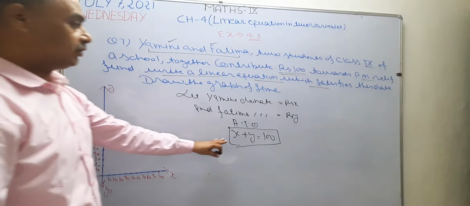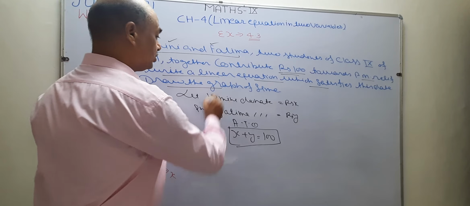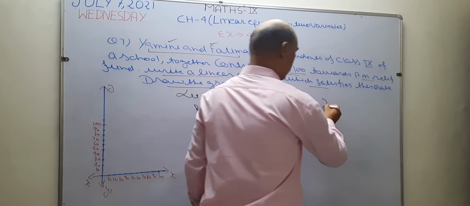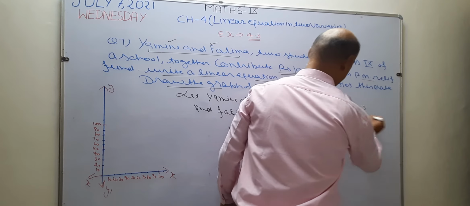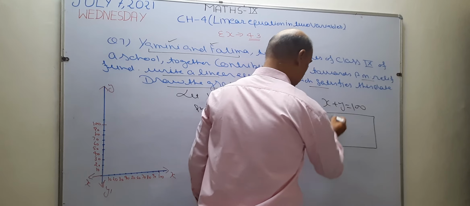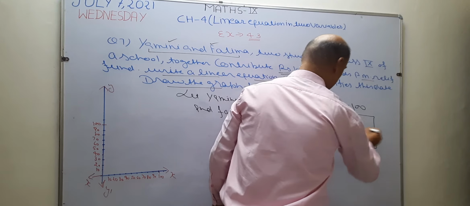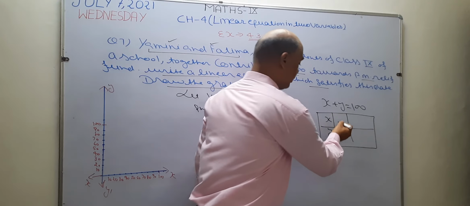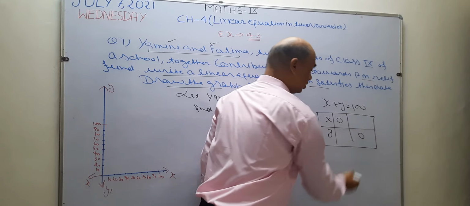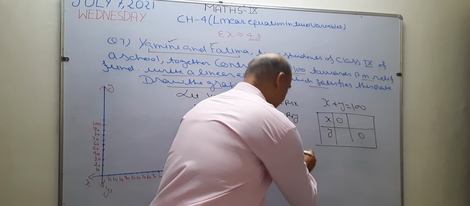So now the next step is we have to draw the graph of this equation. For drawing the graph of the given equation, we require a minimum of two solutions of the given equation. In this I am going to use the 0, 0 method. What is the 0, 0 method? Take one time x equal to 0, next time y equal to 0. Write down the given equation.